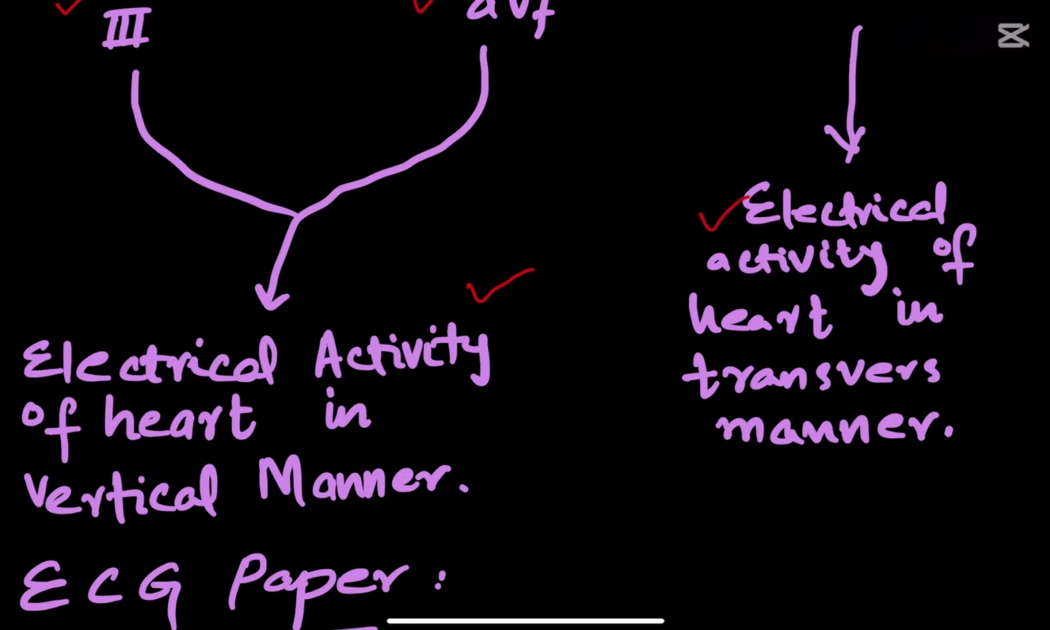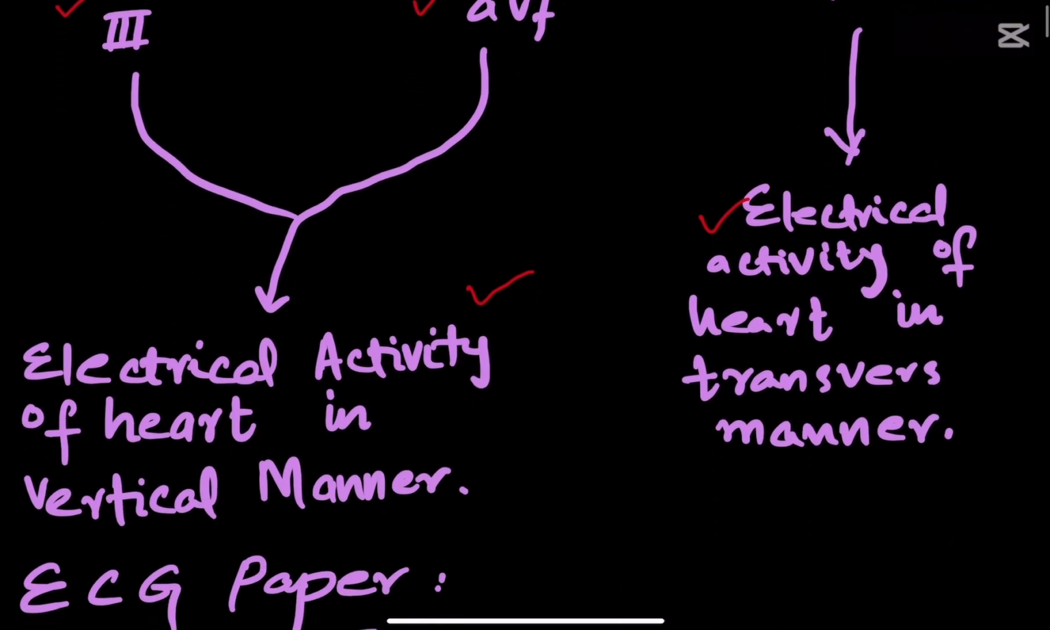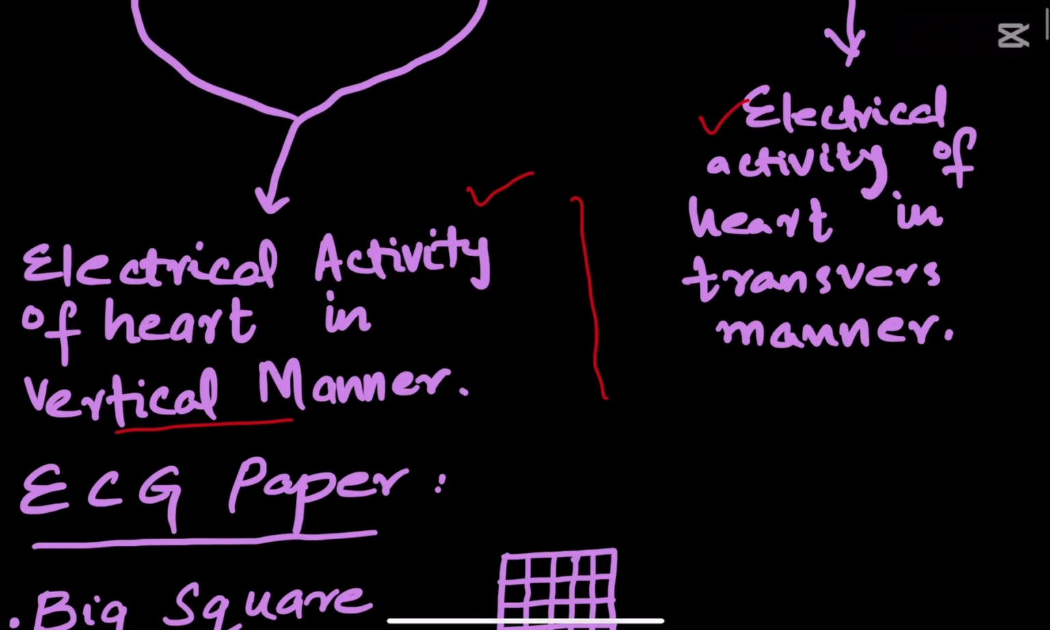So we have discussed that ECG contains 12 leads, the 3 limb leads and the 3 augmented leads and the 6 chest leads. Now the limb leads and the augmented leads calculate the activity of the heart in the vertical manner like this. And the chest leads calculate the electrical activity of the heart in the transverse manner like this.